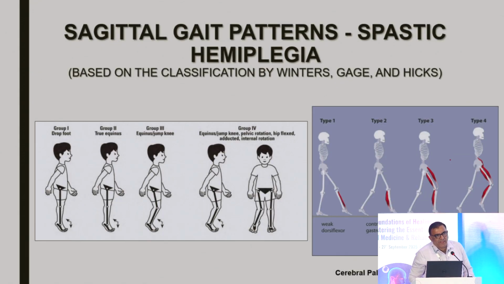Next is gait. If the child is ambulatory, we need to examine the gait. For hemiplegia, we use a standard classification given by Winters, Gage and Hicks, where we have 4 types of gait. Group 1 is drop foot because of the weak dorsiflexors. Second is true equinus. Third is equinus with jump knee. And the fourth is group 3 plus hips in flexion, adduction and internal rotation. In all these 4 groups, the highest risk of hip displacement is seen in group 4 because the hips are in flexion, adduction and internal rotation. Usually in hemiplegics, it is very easy to label the child into any one of these gait patterns.